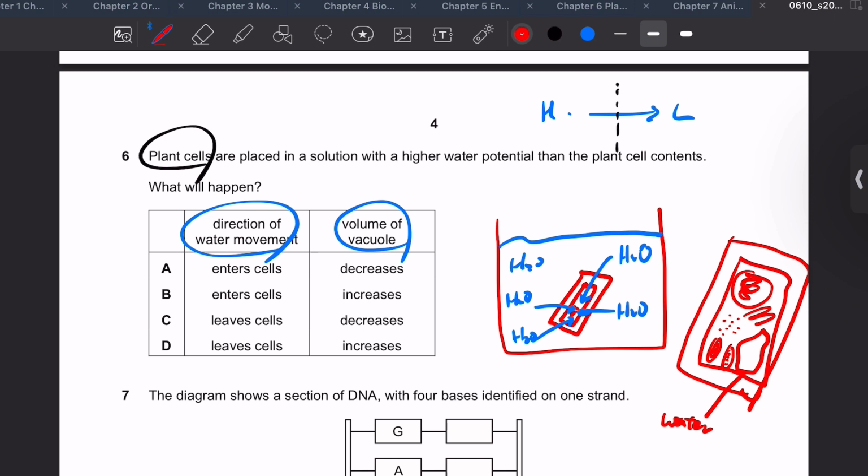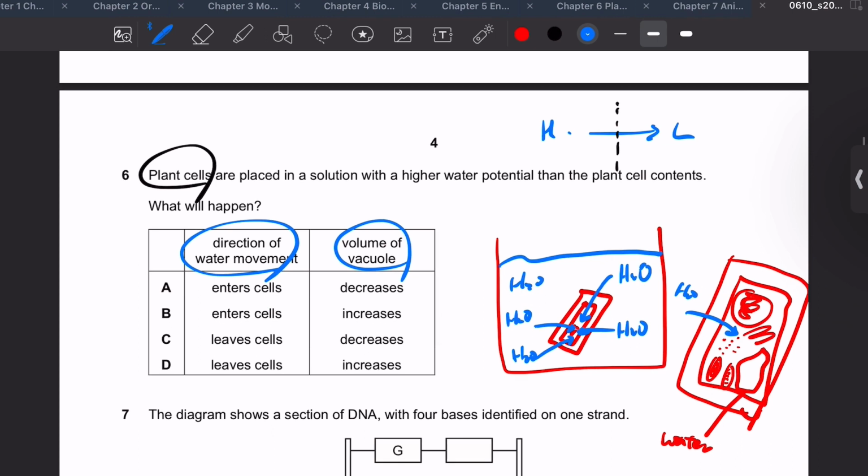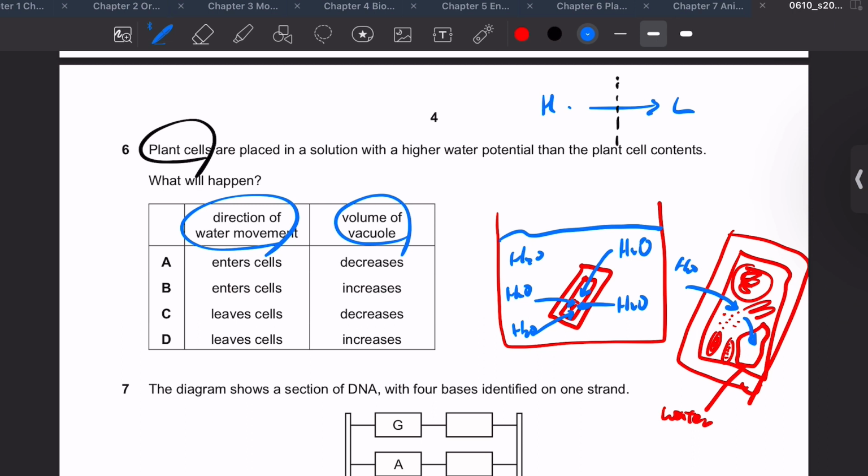So when the water goes inside the cell, it doesn't usually stay inside the cytoplasm. It goes inside the vacuole for storage. So the volume of the vacuole will of course increase because the water will go inside the vacuole, so the answer should be B. The direction of the water movement enters the cells, the volume of the vacuole increases. Okay, so the answer is B.